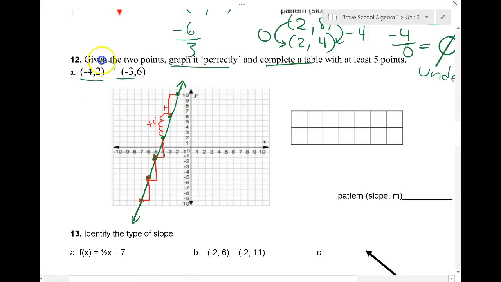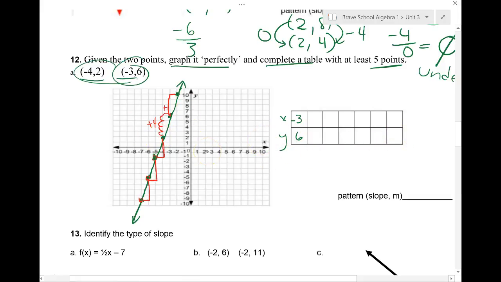To do that, you take one of these points, it doesn't matter which one. Let's do the negative 3 and 6. And you're going to put it in the table. Remember, x goes on top, y on the bottom. And now we have to finish with at least 5 points. Now the table has 7 slots, so we only need to do 5.